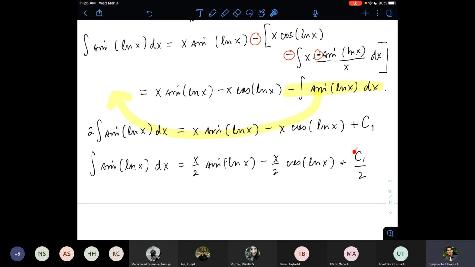But c1 is a random constant. You have a random number divided by 2. That will again be a random number. So I can just call it c.